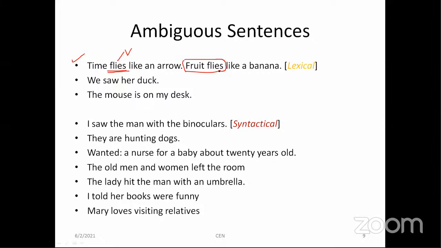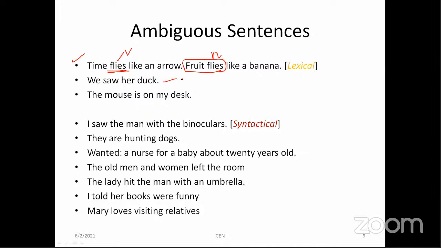Here it is actually fruit flies like a banana. Fruit flies. So this is a noun. I'm talking about the insect. You understood? Fruit flies like a banana. I'm talking about the insect, the fruit fly. So in the second case this is a noun, I hope it's clear, and in the first case it is a verb. Both have the same spelling, same flies only.